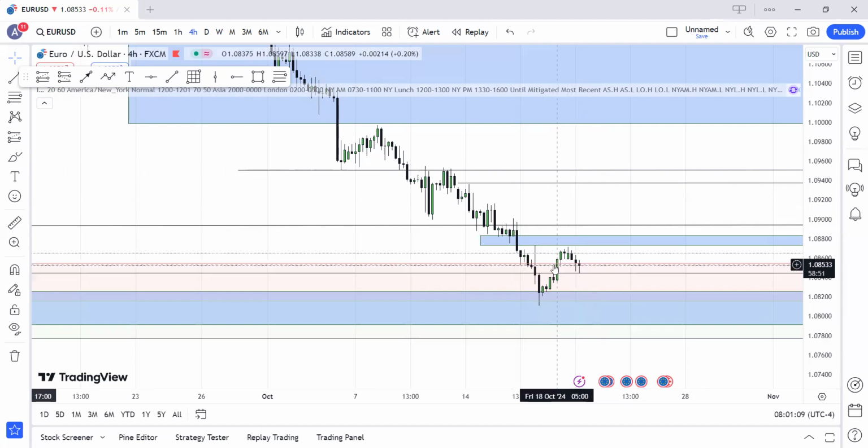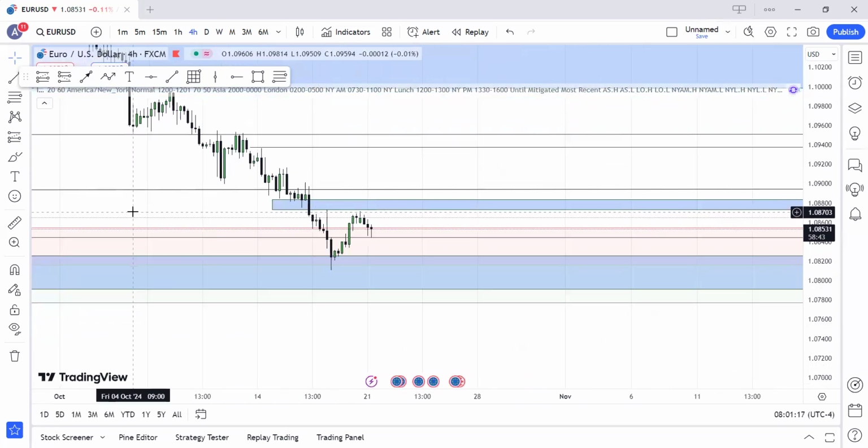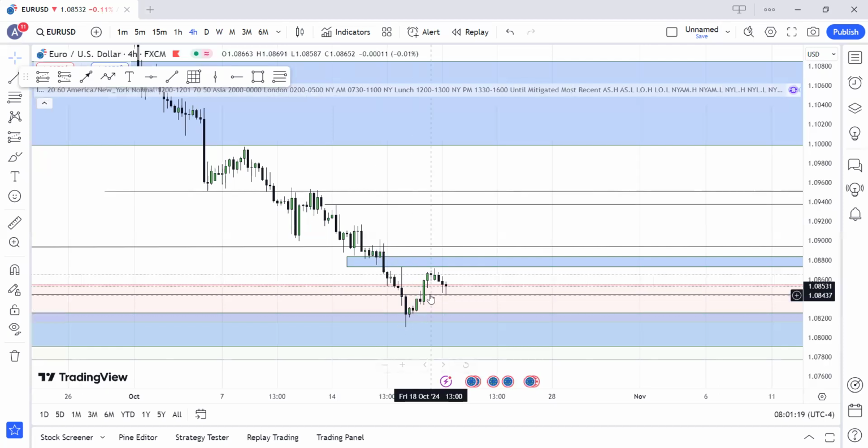So I like the rejection that's happening on this fair value gap right here. It's showing that price does want to go higher. And so I bought here, but I'll probably put something there to show you. I bought here, and I want to just see it go higher. So basically, that's what I'm seeing on the Euro USD.